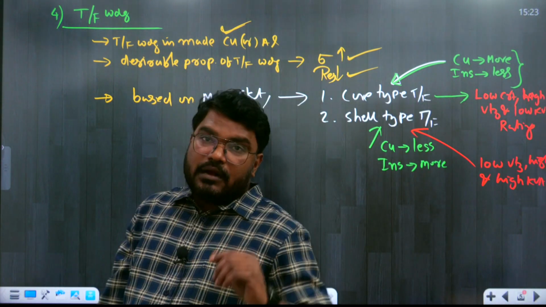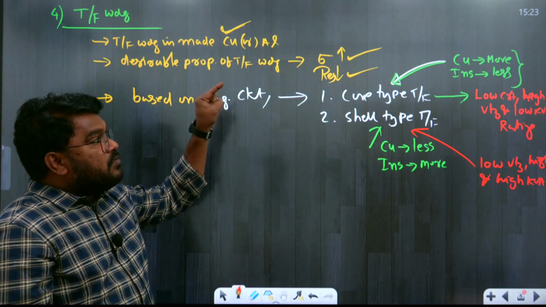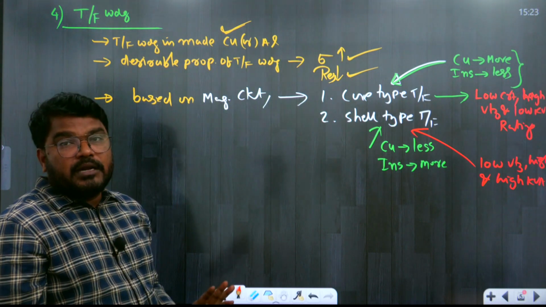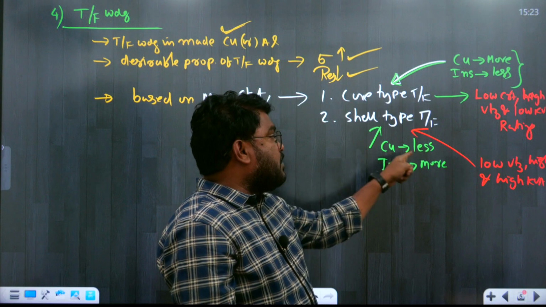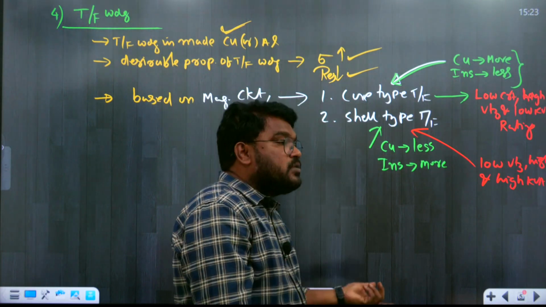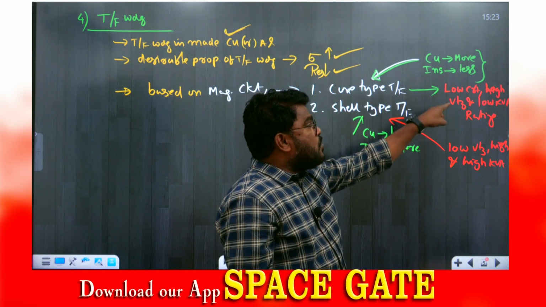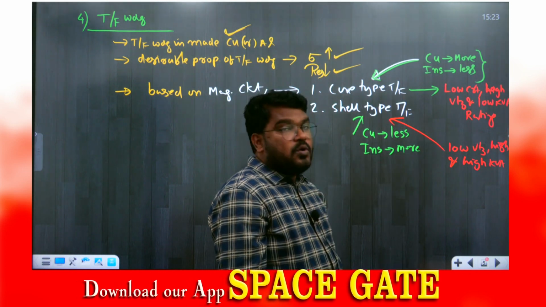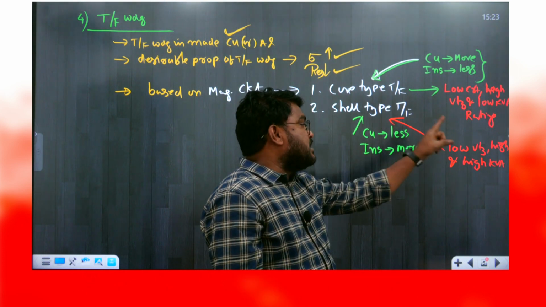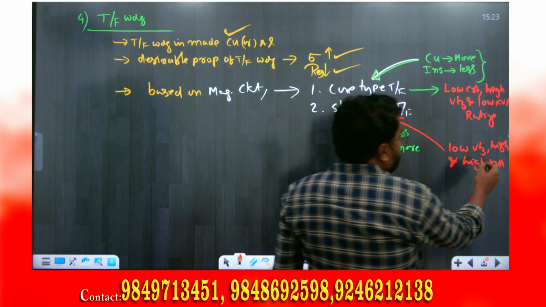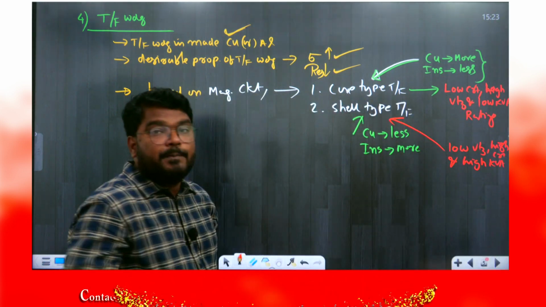So what are the design specifications? In order to design the core type transformer, the copper requirement is more and the insulation requirement is less. In the shell type transformer, the copper requirement is less and the insulation requirement is more. Economically, the core type transformer is used for low current, high voltage, and low kVA rating applications. The shell type transformer is used for low voltage, high current, and high kVA rating applications.